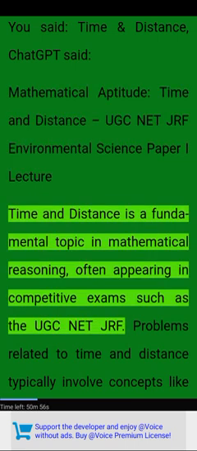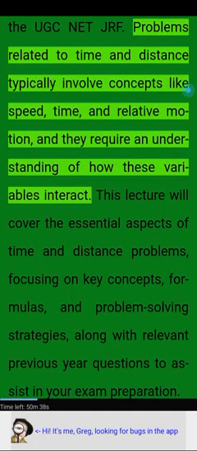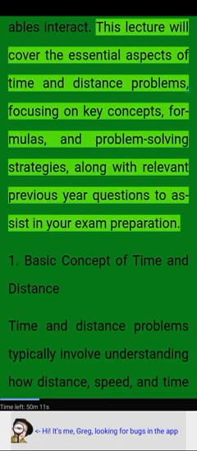Time and distance is a fundamental topic in mathematical reasoning, often appearing in competitive exams such as the UGC NET JRF. Problems related to time and distance typically involve concepts like speed, time, and relative motion, and they require an understanding of how these variables interact. This lecture will cover the essential aspects of time and distance problems, focusing on key concepts, formulas, and problem-solving strategies, along with relevant previous year questions to assist in your exam preparation.